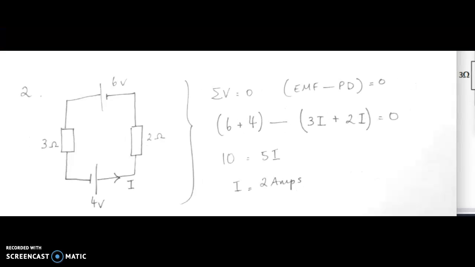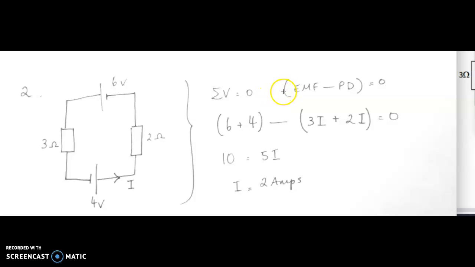Question 2 is very similar. It's different in that now there are 2 EMFs. If we consider conventional current, the direction we're moving in, we can see that the 2 batteries are actually working with each other. They're not cancelling, in fact they're adding. So now when we do our summation of EMFs, the total EMF in the circuit is 6 plus 4.